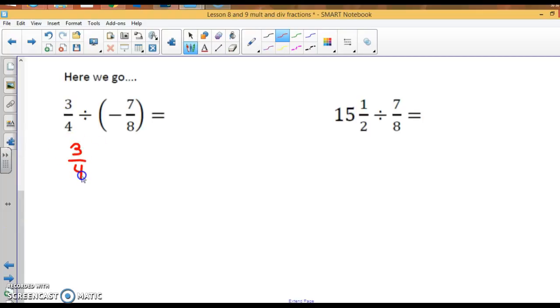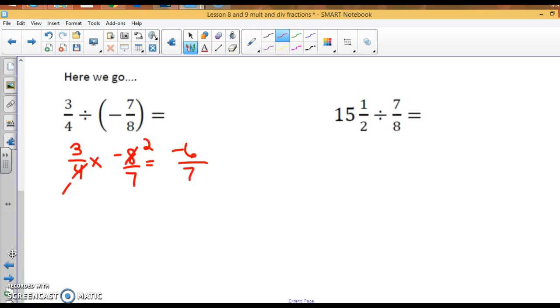So 3/4 times the reciprocal of this, which is negative 8/7. You flip it. Numerator becomes denominator, denominator becomes numerator. Now, I take a look at this. It is multiplication, just like we got done doing. Let's do reducing. 4 goes into 4 once, into 8 twice, and now I multiply straight across. 3 times negative 2 is negative 6, over 1 times 7 is 7, and our answer is negative 6/7.